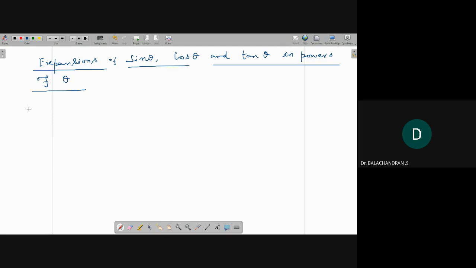Actually, we know the e power x expansion. What is the expansion? e power x is 1 plus x by 1 factorial plus x square by 2 factorial, and then x cube by 3 factorial and so on. Now here I am going to substitute x equal to i theta.